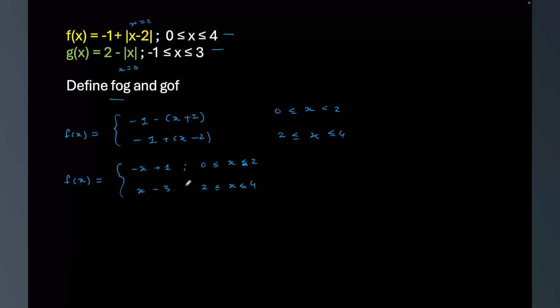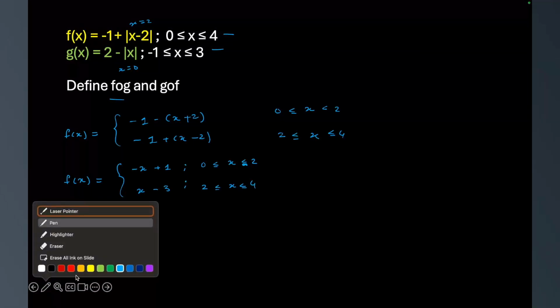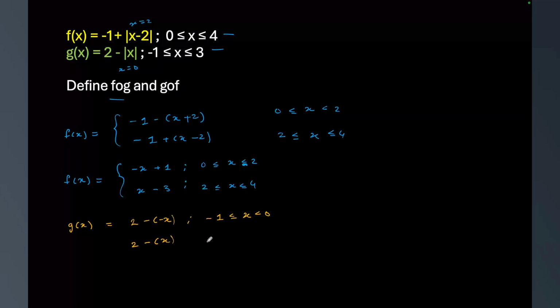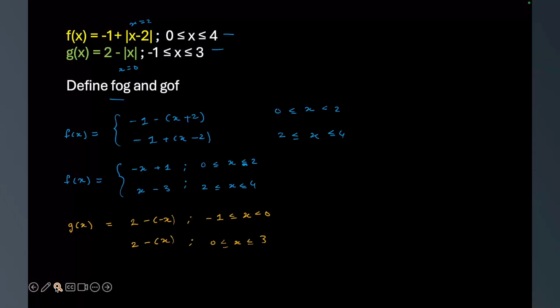Now, what about my g of x? I'll take orange. Okay, so my g of x would be 2 minus -x and 2 minus x itself. Okay, so this would be from -1 to x to 0. This would be from 0 to x to 3. Okay, that's about it. So I'll just clean it up here itself. So I'll have 2 plus x and 2 minus x itself. Okay, so let's go back to the pen. 2 plus x, 2 minus x, g of x.